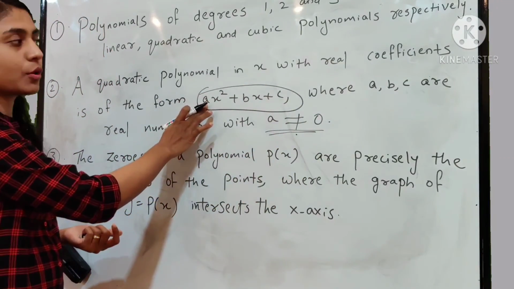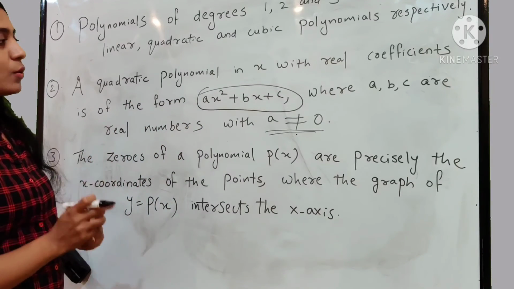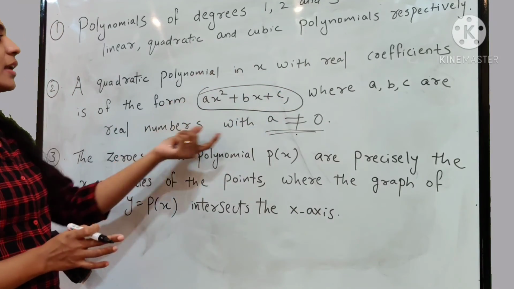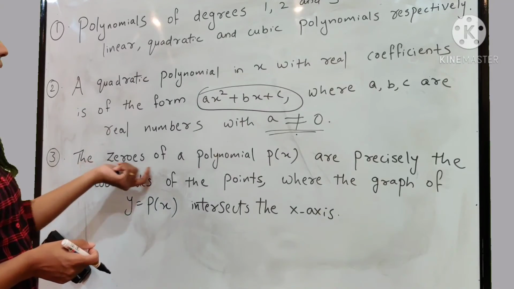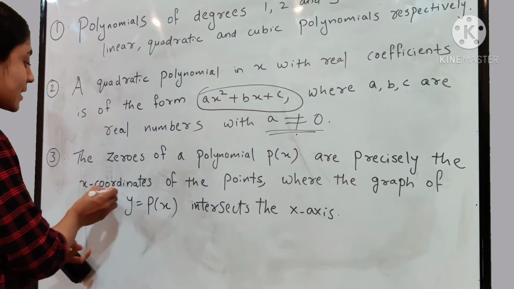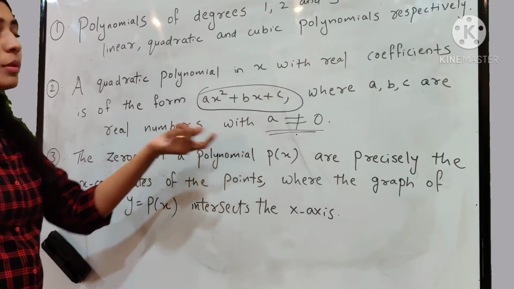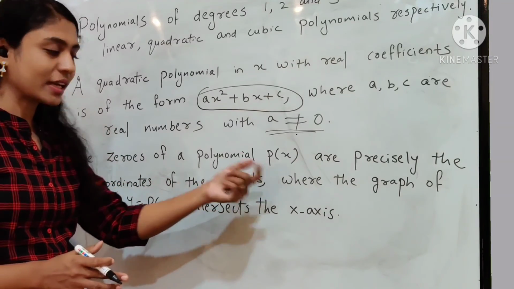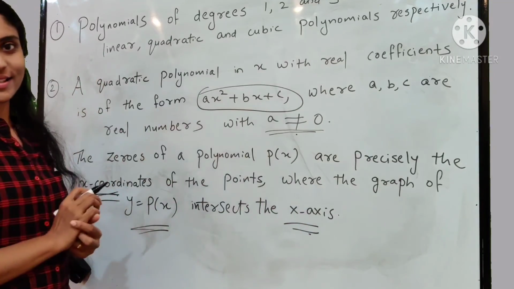This equation is very important because our next chapter, I think fourth chapter, is related to quadratic equation and it is of the form ax square plus bx plus c, where a, b, c are real numbers and a is not equal to 0. Then the third point, the zeros of a polynomial p of x are precisely the x coordinates, not y, it is x coordinates. The zeros of a polynomial p of x are precisely the x coordinates of the points where the graph of y is equal to p of x intersects the x axis.